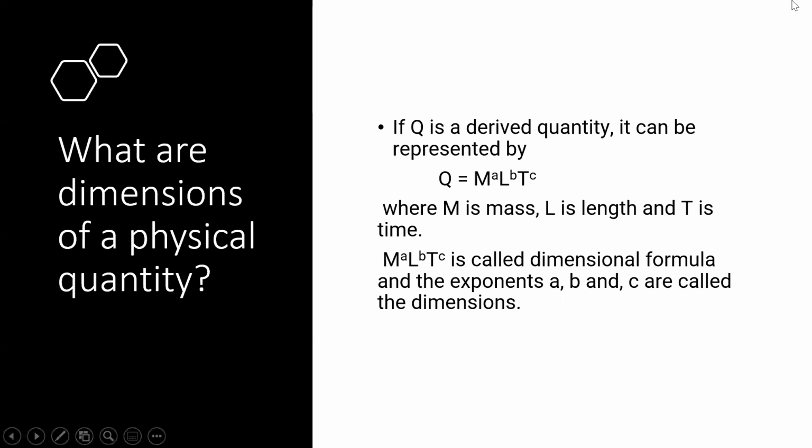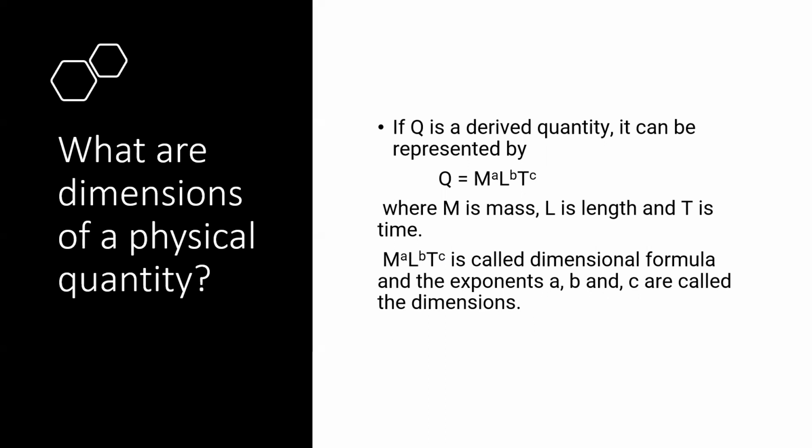Now, if Q is a derived quantity, it can be expressed by Q is equal to M raised to A, L raised to B, T raised to C, where M is the mass, L is the length, and T is the time. Here, M raised to A, L raised to B, T raised to C is called dimensional formula, and the exponents or powers A, B, and C are called the dimensions.